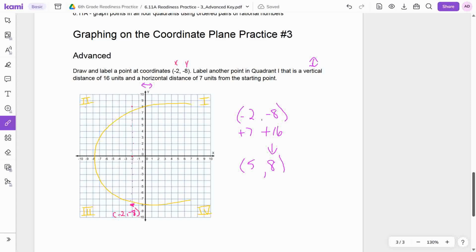Horizontal distance, if I were to go 7 to the left, I'd land up over there, and that's not where I need. I need to go to the right. So I need to go 7 to the right. 1, 2 gets me back to 0. So 3, 4, 5, 6, 7 gets me right up there where we thought it was going to be, and that is 5 as my x and 8 as my y.